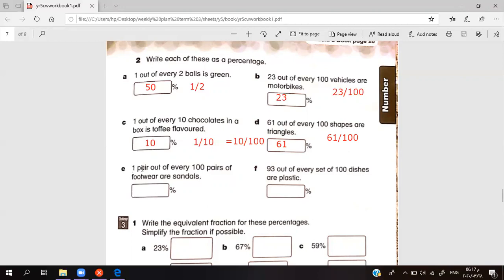He's saying 1 pair out of every 100 pairs of footwear are sandals. Okay, so it's like 1 over 100, which is 1%. Here he's saying 93 out of every set of 100 dishes are plastic. So in every 100 sets, 93 of them are plastic. So what is the percentage of the plastic? 93.